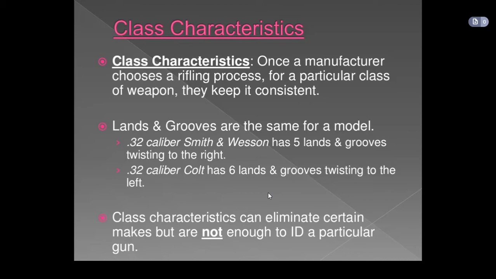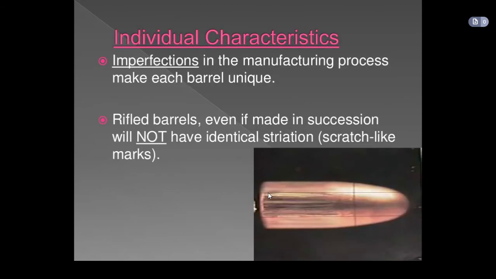Class characteristics can eliminate certain makes but are not enough to ID a particular gun. So, dili japon siya enough na mo ID sa particular gun. So, individual characteristics, nata dere. So, imperfections in the manufacturing of process make each barrel unique. So, make each barrel unique daw.